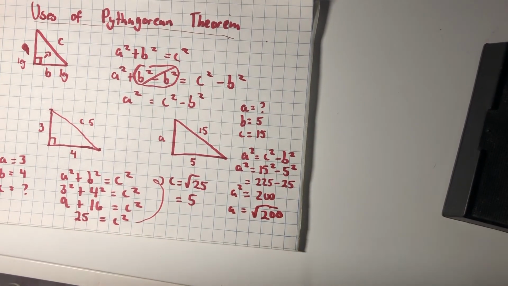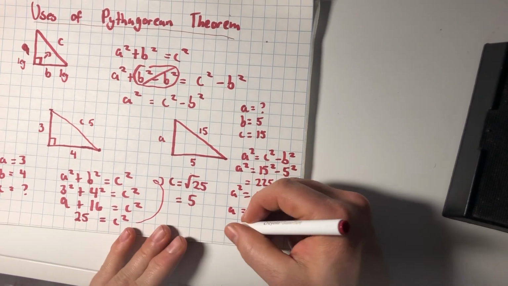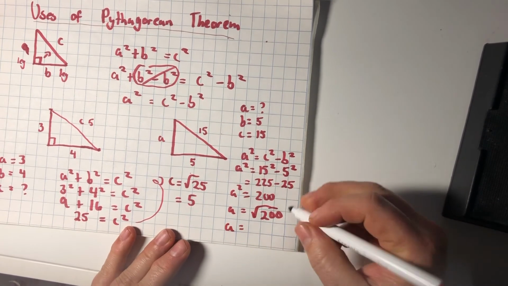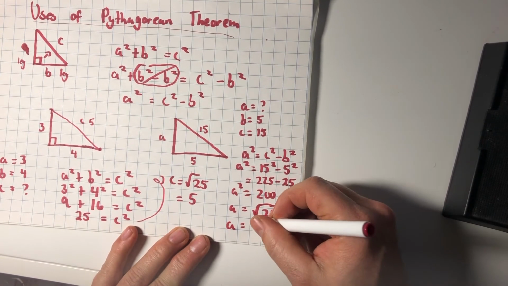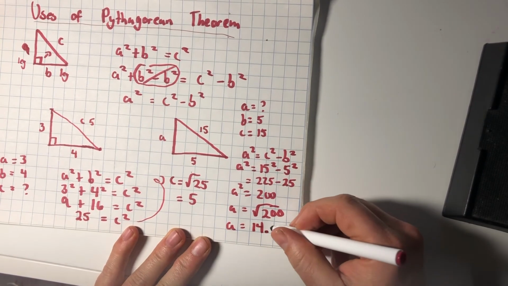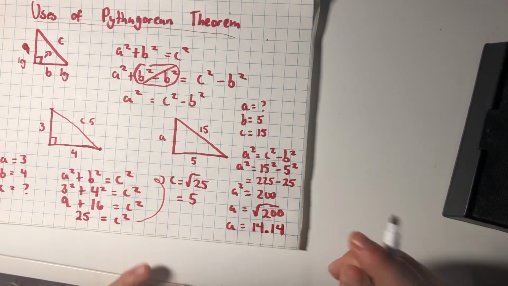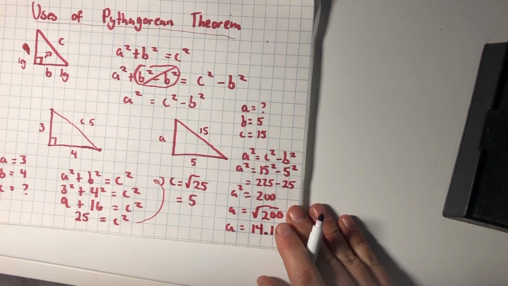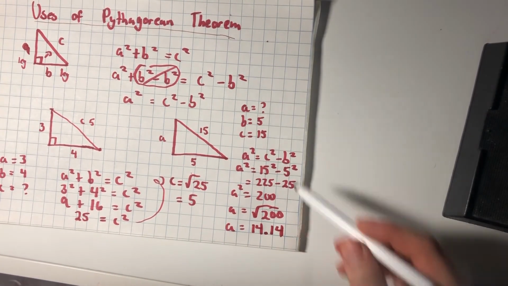Let's see if Siri can help us out. What is the square root of 200? The square root of 200 is approximately 14.1421. 14.14. Okay. So that's how we would apply the second use of the formula.